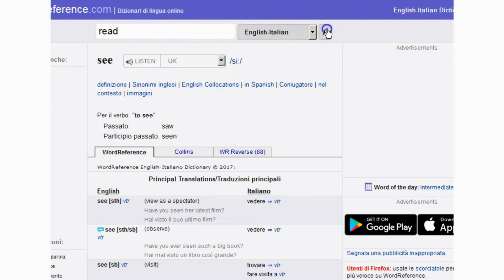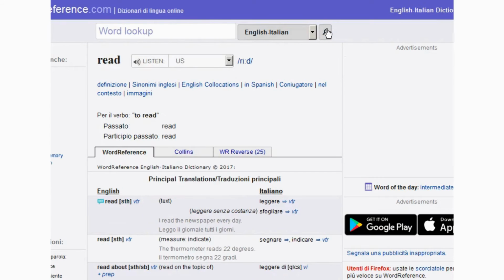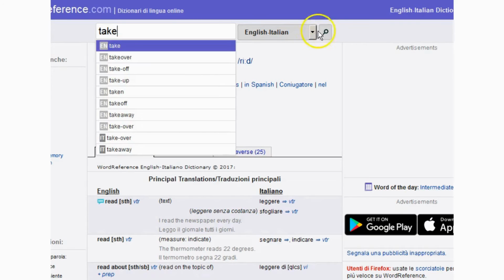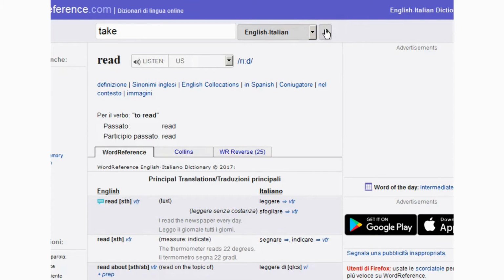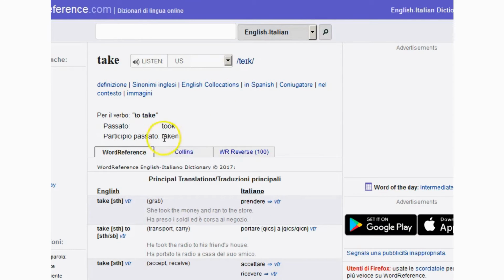To read. Leggere. What does it end with? Ere. To take. You know the drill. Prendere.